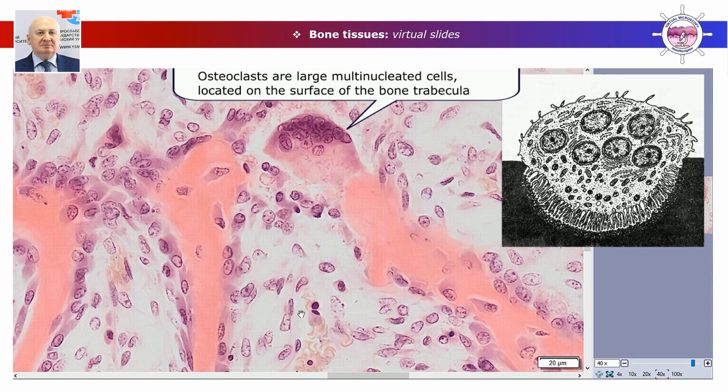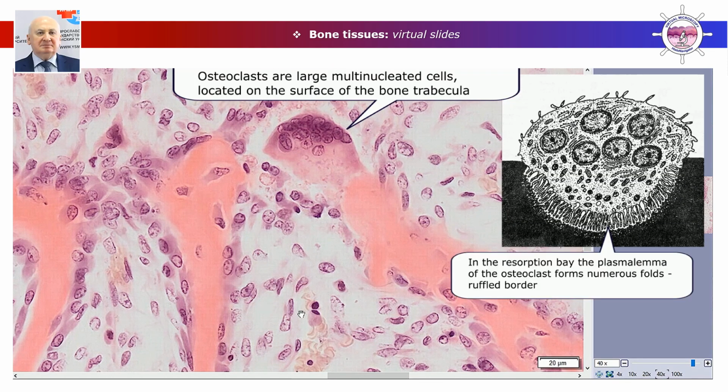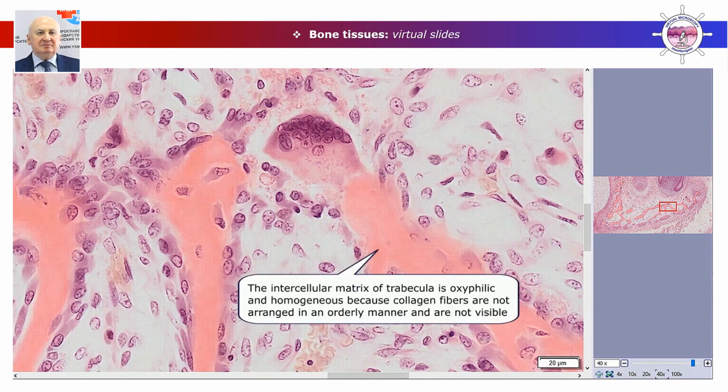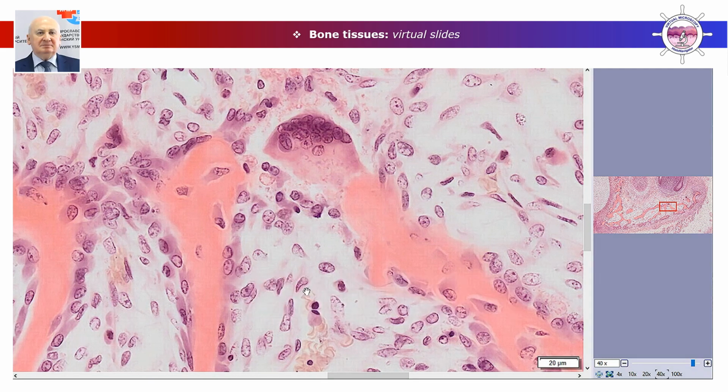Osteoclasts are large multinucleated cells located on the surface of the bone trabecula in resorption bays singly or in small groups. The plasma lemma of the osteoclast forms numerous folds called the ruffled border. The intercellular matrix of the bone trabecula is oxyphilic and homogeneous because collagen fibers are not arranged in an orderly manner and are not visible on the preparation.